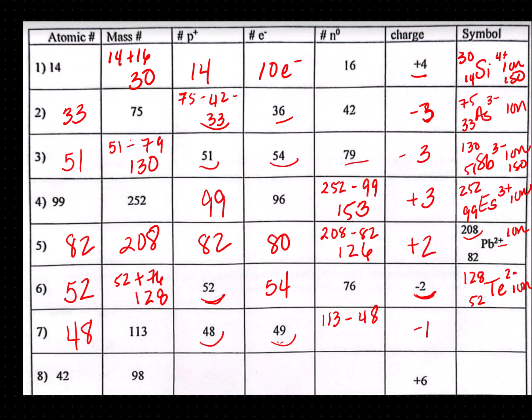It has a mass number of 113, atomic number of 48. This is an ion. That is an isotope because the mass numbers don't match.